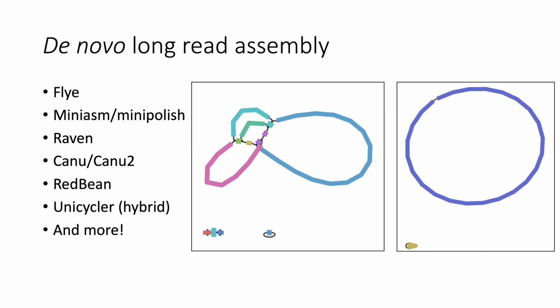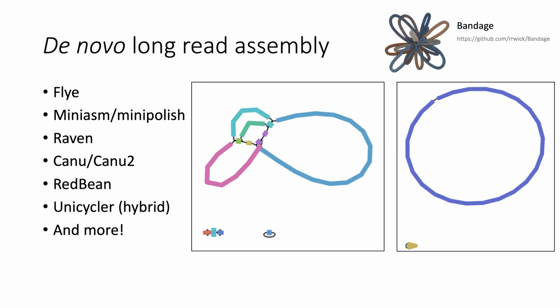The assemblers, Unicycler is hybrid. Many of them just use the long reads from your sequencing run to create your genome. Sometimes they work great and you get a circular genome, and sometimes you don't.